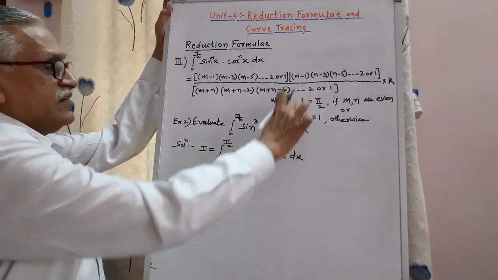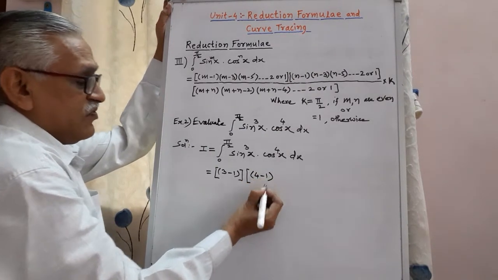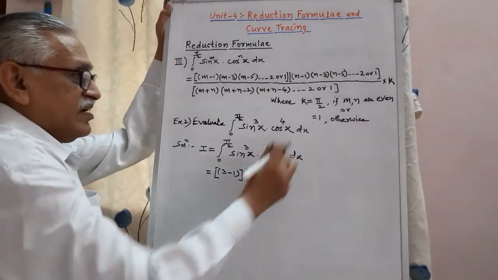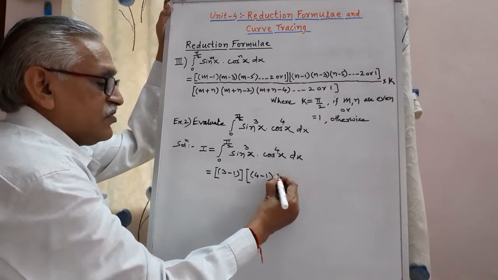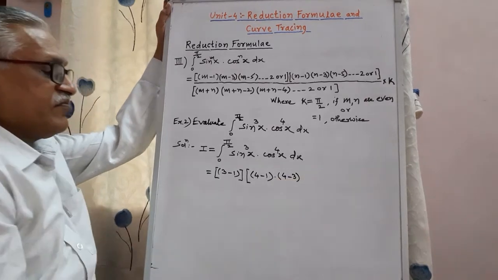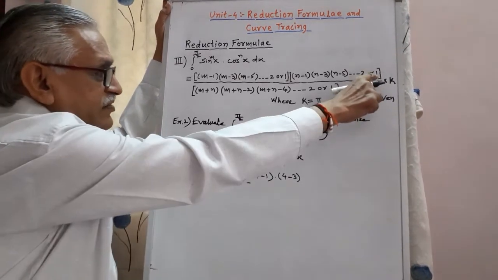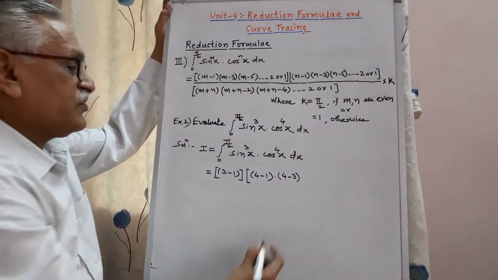For the second bracket, n minus 1, 4 minus 1, we get 3. Again subtracting 2, therefore 4 minus 3, next, 4 minus 3 we get the last term as 1. And therefore we stop here.